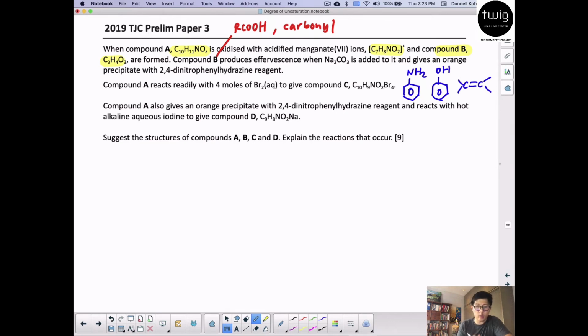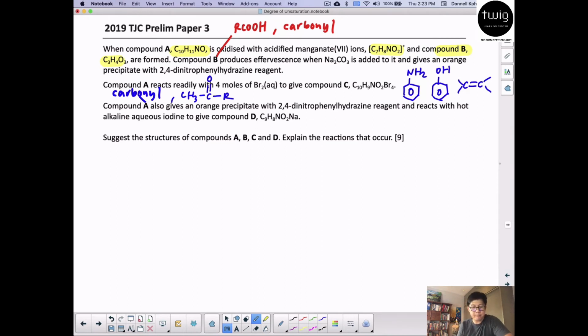Compound A also gives the orange precipitate with 2,4-DNPH, and reacts with hot alkaline iodine. So the fact that A gives an orange precipitate with 2,4-DNPH shows that A is also a carbonyl. All right, A is a carbonyl, and the next part is A has an iodoform structure. Since it's a carbonyl, I'm thinking that it should also have this CH3, C double bond O, and R group here. Okay, so it's a methyl ketone.